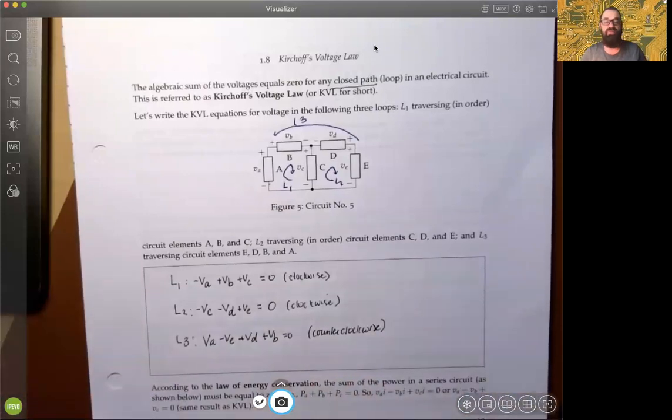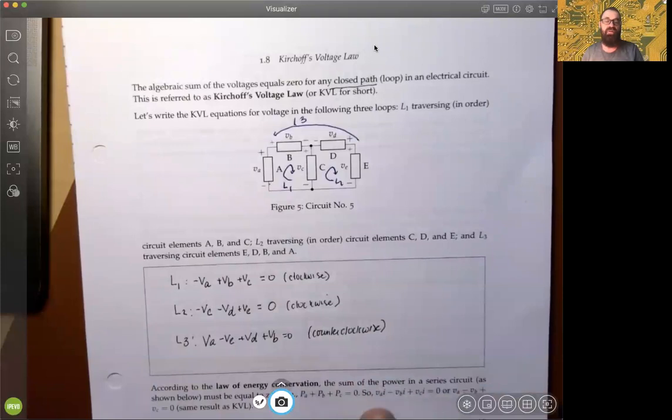right? So it's important to realize how you are traversing it. If you went the other way, all the signs would just be flipped, but your equation would still be the same. So there's no right or wrong. Just pick a direction. Just pay attention to the polarity that you would be hitting first.